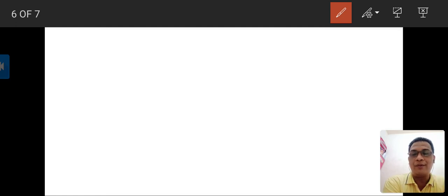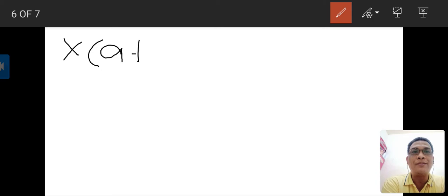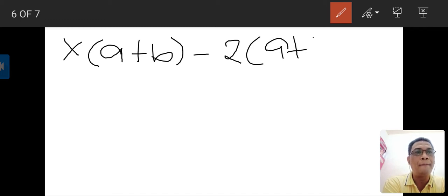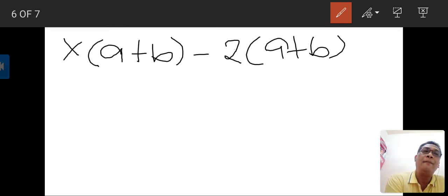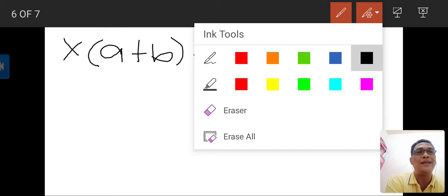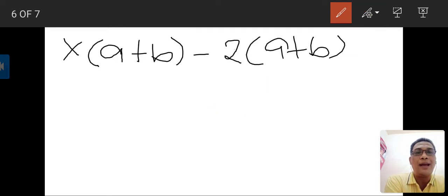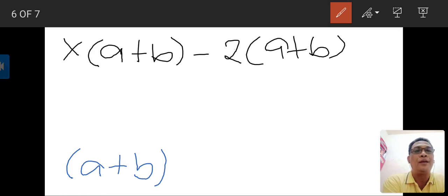Okay, for number 1, we have x to the quantity of a plus b minus 2 to the quantity of a plus b. Now here what is common is a plus b, and that will be your GCF. So a plus b, that will be your GCF. Let us try to find the other factor.